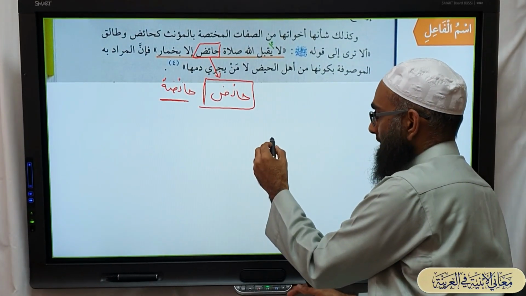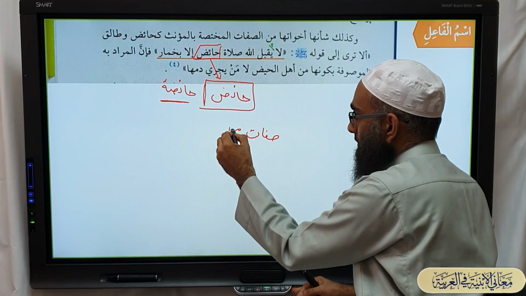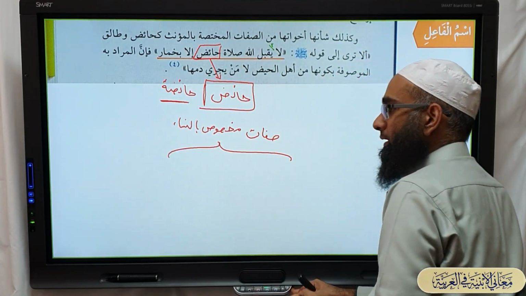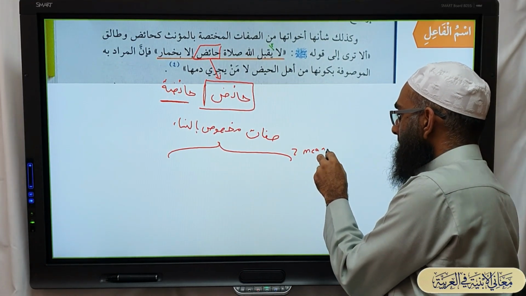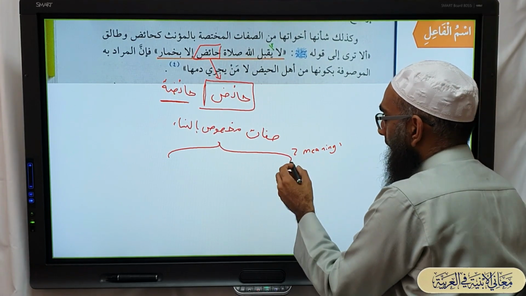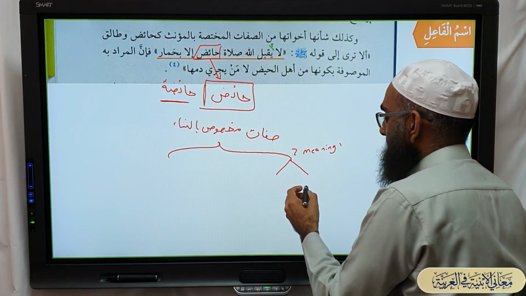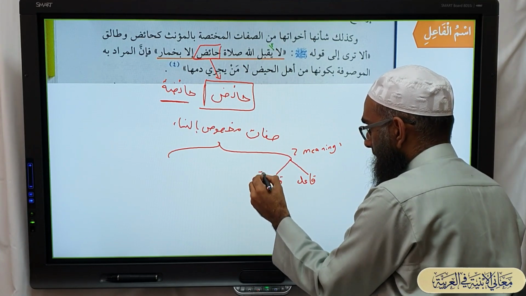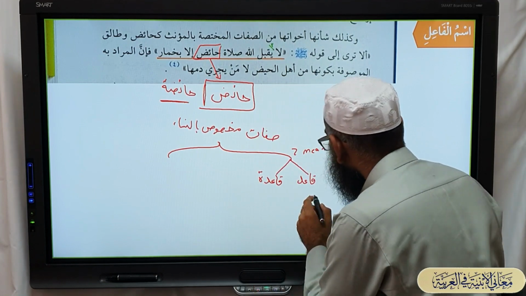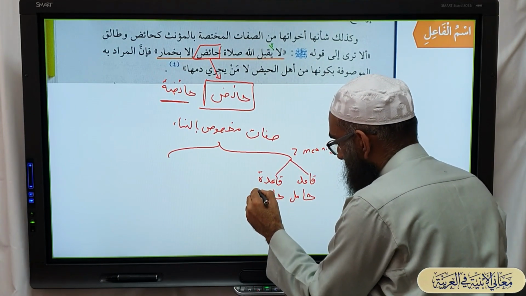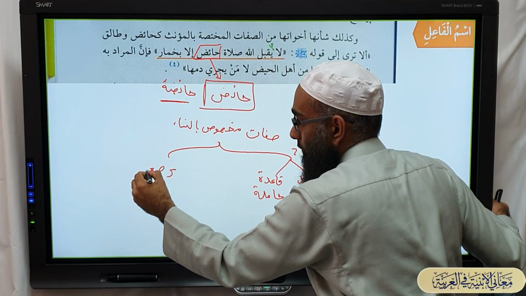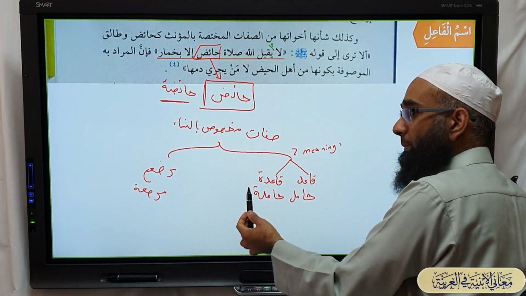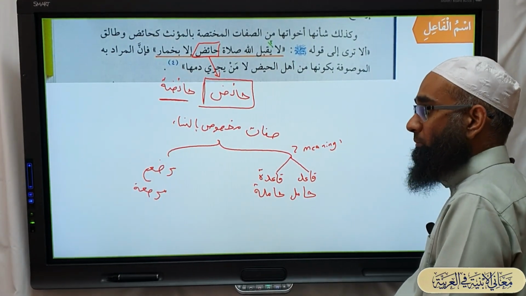So what he's saying in summary is that you have sifat which are makhsus bin nisa. Correct? Now some of them can have two meanings, and one of those two meanings is makhsus bin nisa. So let's say, for example, we have qa'id and qa'ida. And what's another example? Hamil and hamila. And then we have some that are only for women in all cases, like murdi' and murdi'ah.